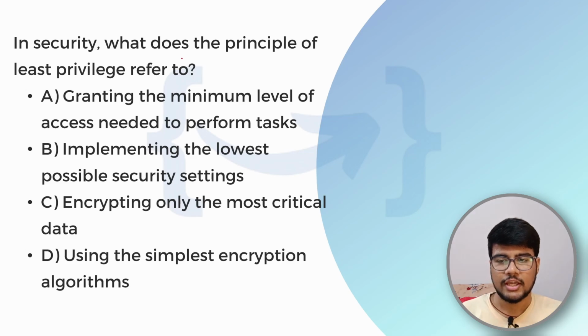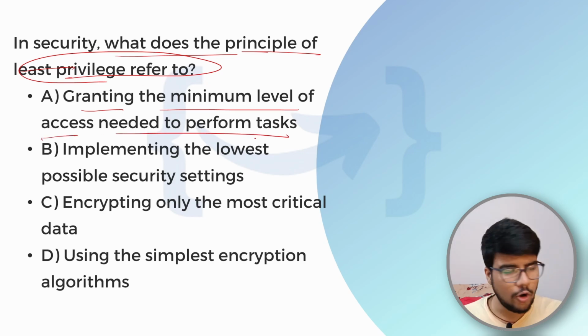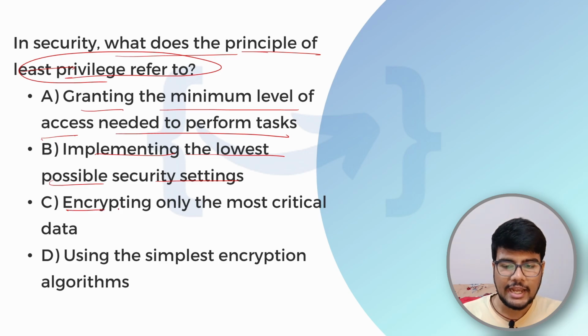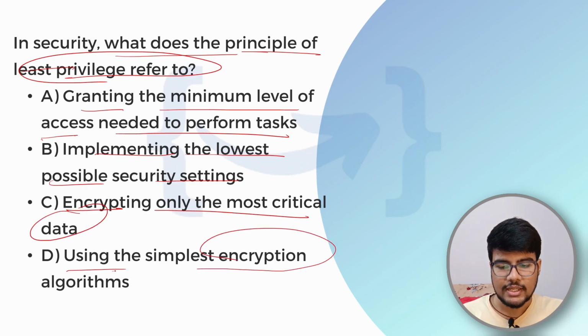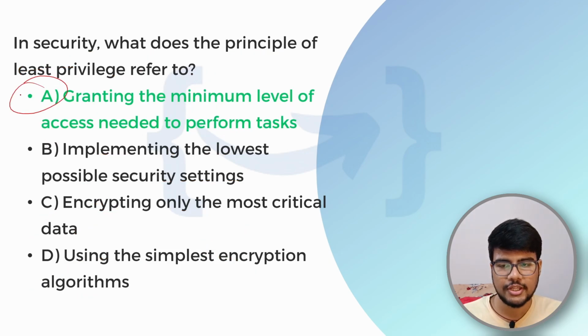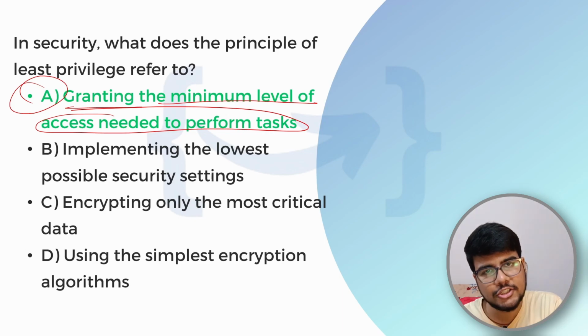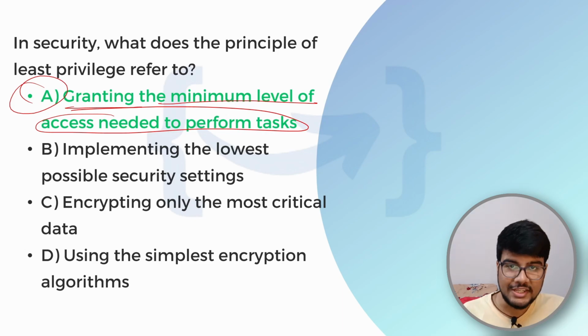Now, in security, what does the principle of least privilege refer to? Granting the minimum level of access needed to perform tasks; implementing the lowest possible security settings; or encrypting only the most critical data using the simplest encryption algorithm. I know least privilege goes to option A, granting the minimum level of access needed to perform the task, which will ensure your data security and prevent leakage.